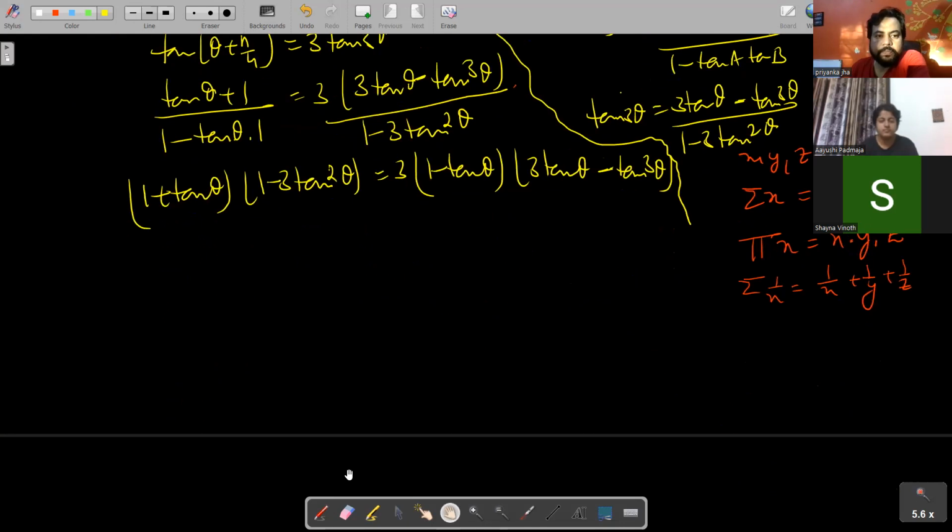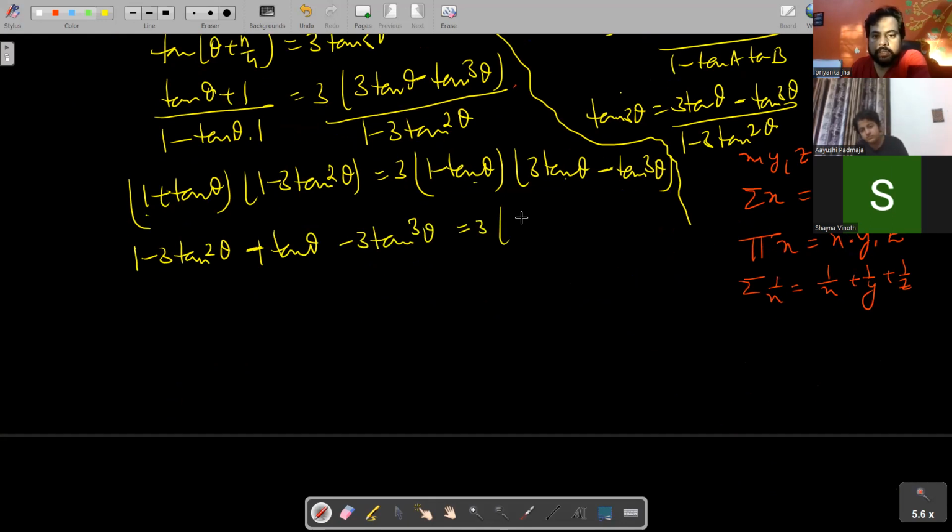I'll just multiply it. So 1 multiplied with this, just open this: 1 minus 3 tan square theta, plus tan theta minus 3 tan cube theta, equal to 3 times this and this. This is 3 tan theta minus tan cube theta, minus 3 tan square theta plus tan 4 theta.